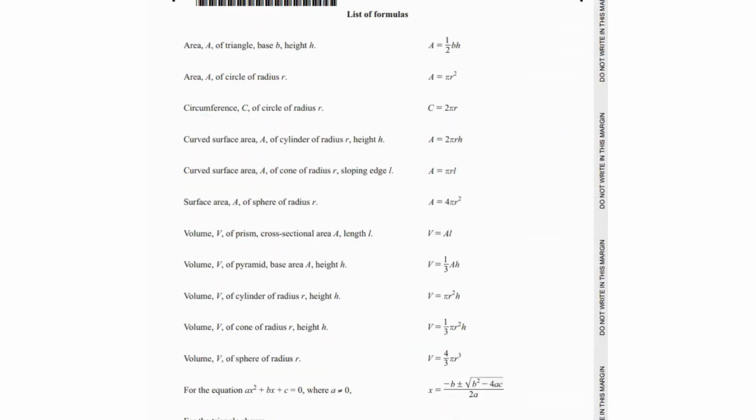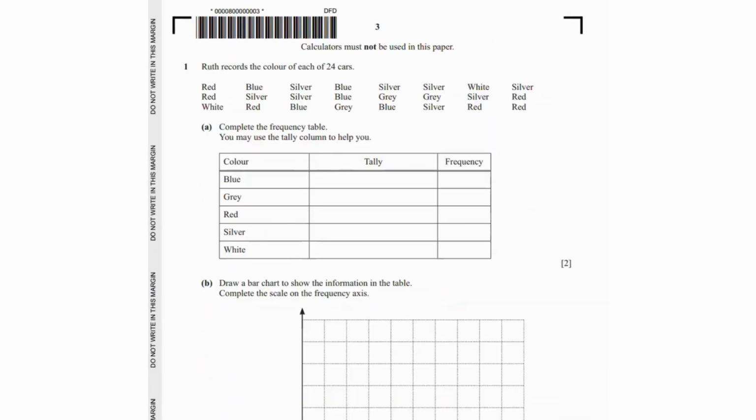So we have our list of formulas. And the first question says Ruth records the color of each of 24 cars. So we have red, blue, silver, gray, and white. So we have to complete the frequency table.